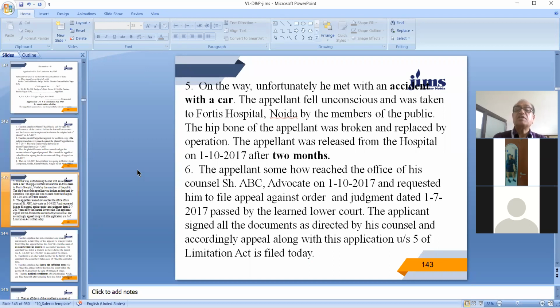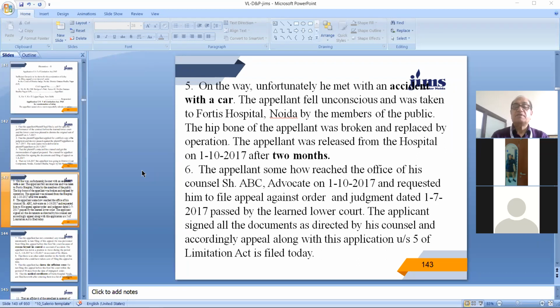The appellant fell unconscious and was taken to Fortis Hospital, Noida by the members of the public. The hip bone of the appellant was broken and replaced by operation. The appellant was released from hospital on 1st October 2017 after 2 months. The appellant somehow reached the office of his counsel, ABC Advocate, on 1st October and requested him to file appeal against order and judgment dated 1st July 2017, passed by the learned lower court.